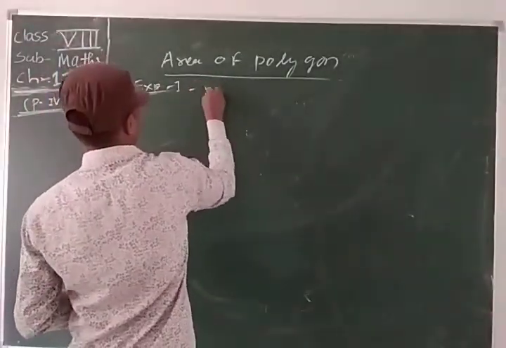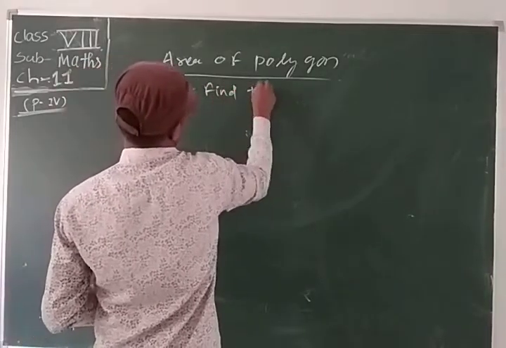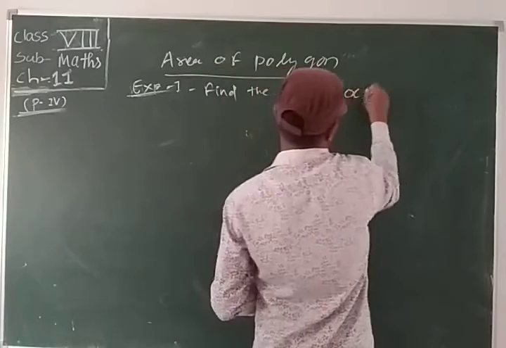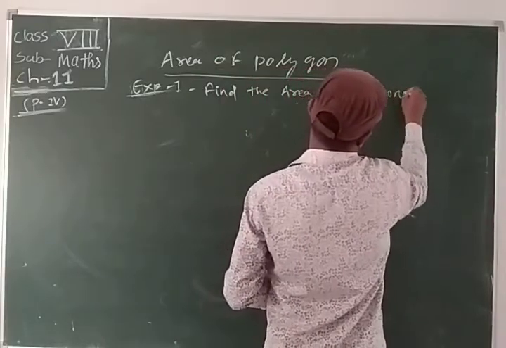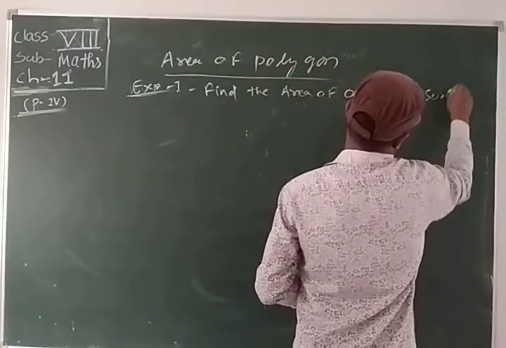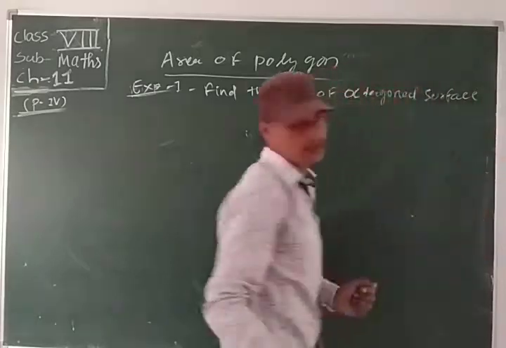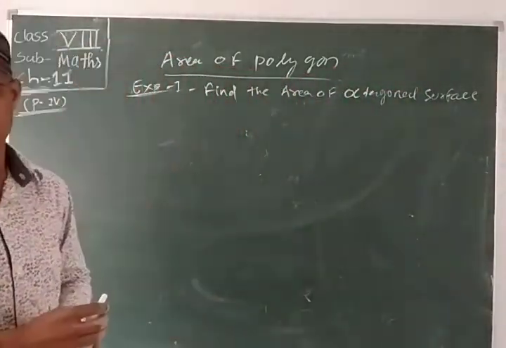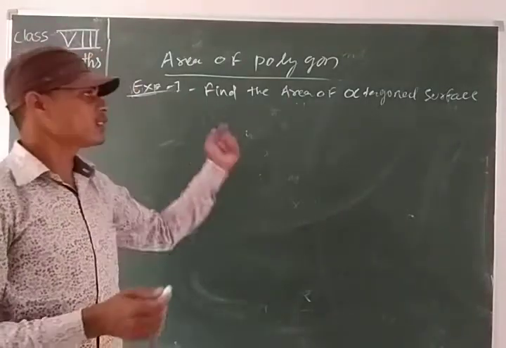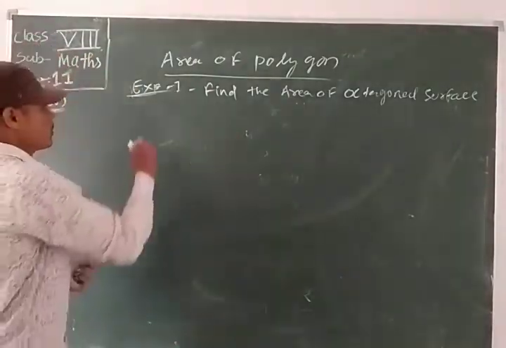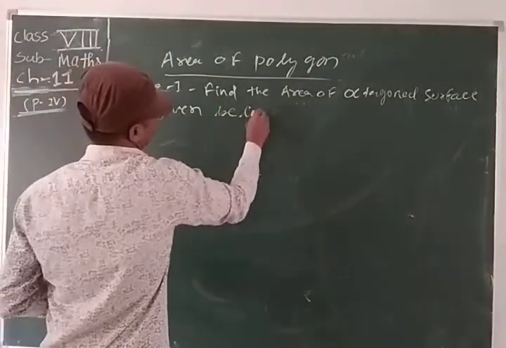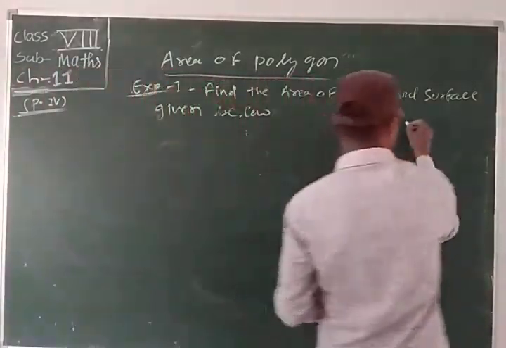Find the area of the octagonal surface. Octagonal surface means what? How many sides are in an octagon? That means there are 8 sides. Then how can you find the octagonal surface given below? Here the octagon is given, see.